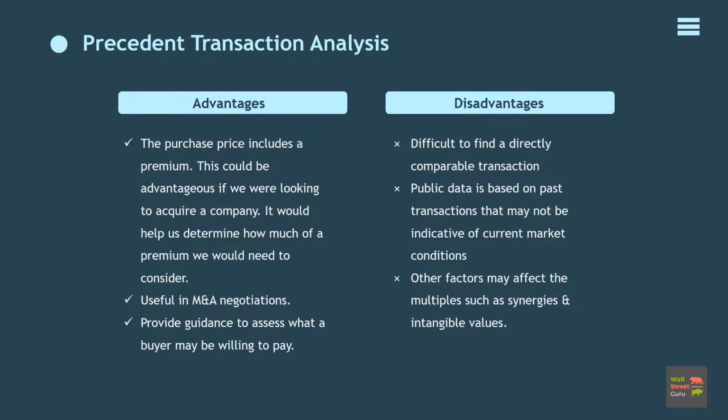The downside to this method include every transaction is different, and thus it might be difficult to find a directly comparable transaction. And the public data used in the analysis is based on past transactions that may not be indicative of current market conditions. Additionally, there are other factors in play which may affect the transaction multiples paid, such as governance issues, specific agreements, synergies, and intangible values, such as patents and other intellectual property.